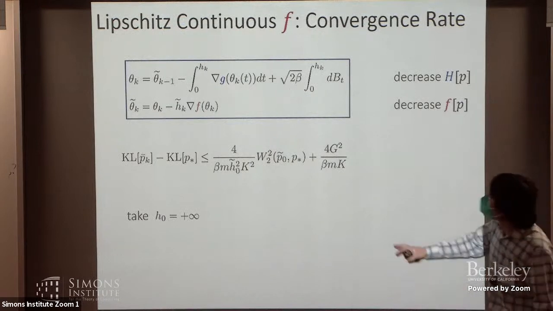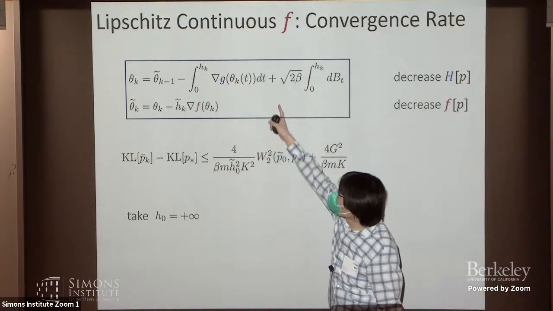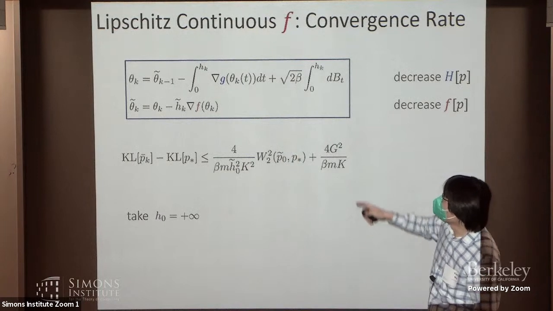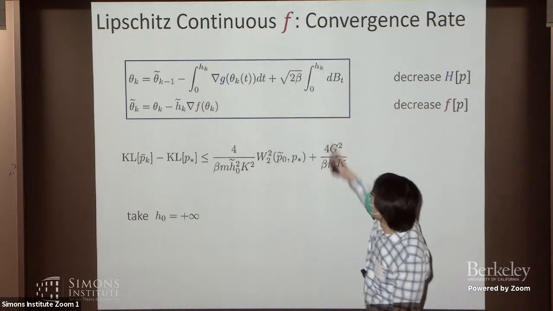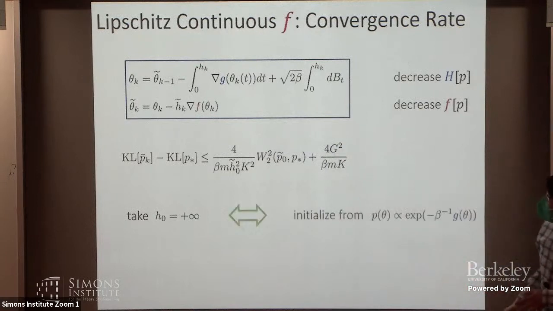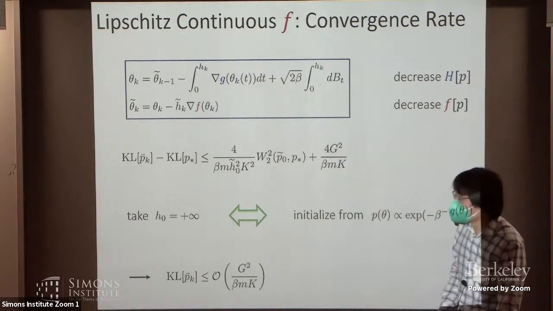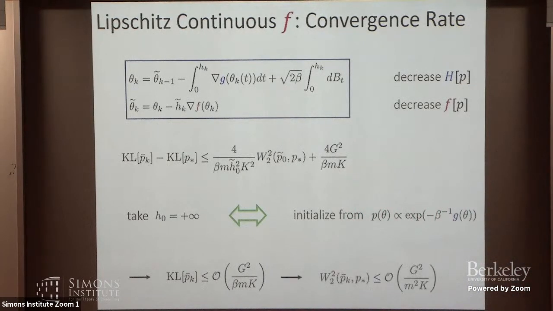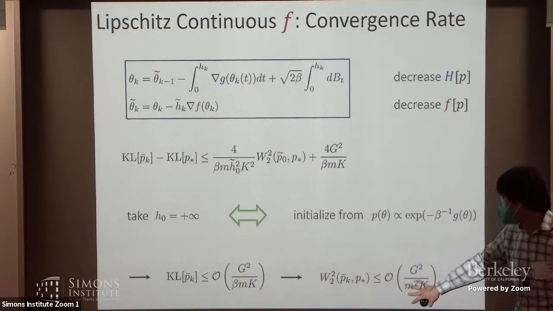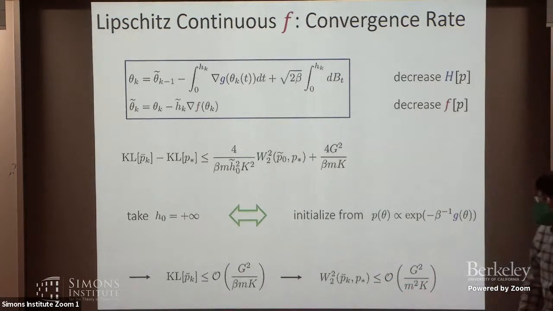So here the best initial step size we can take is infinity, because when we take it, then we integrate it towards the stationary distribution. So it's same as initializing from this prior distribution, right? So when we do that, we get that the KL divergence scales like g over beta m times k. And it translates using Talagrand inequality into the distance squared being g squared over m squared. So this is an interesting result, but it's difficult to compare to the previous results, right?